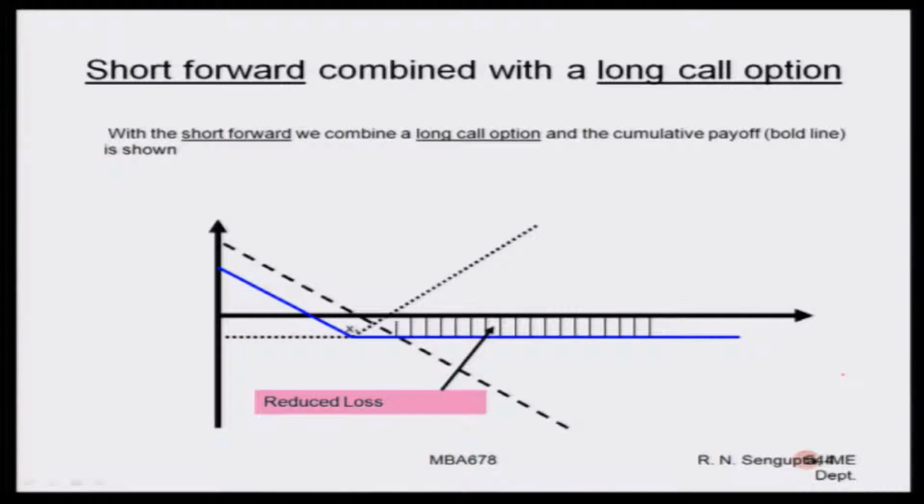Now, you combine a short forward position along with the long call option. Initially it was a short forward where the prices were on an increasing trend, and you would have faced a loss. Now you combine it with a long call option. The bigger hashed red line which I am marking is the initial position, a short forward. The small dotted one is the long call option, and once you combine them, the blue one which you see is the combined loss.